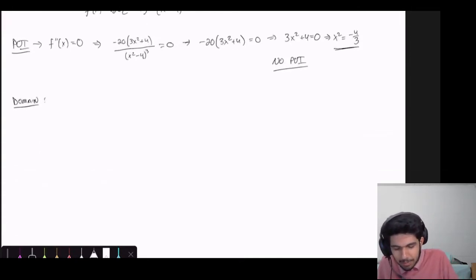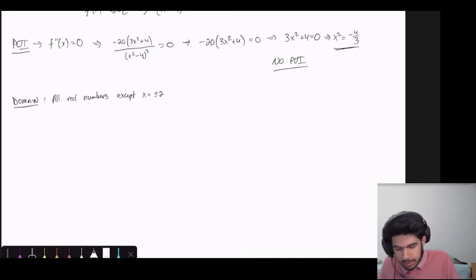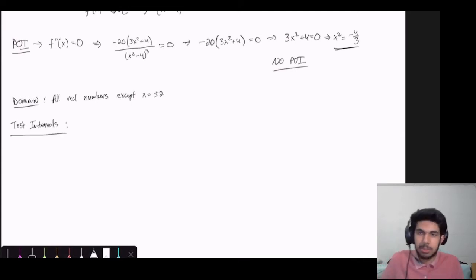So we can just say something along the lines of all real numbers except x equals plus or minus 2, right? We have vertical asymptotes there, but there's no function value there. All right, and now let's just think of some test intervals. I'll explain why I call them test intervals in just a moment, but these are just intervals.